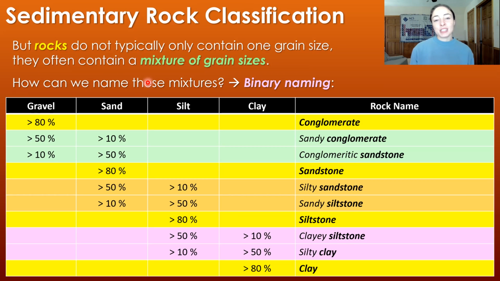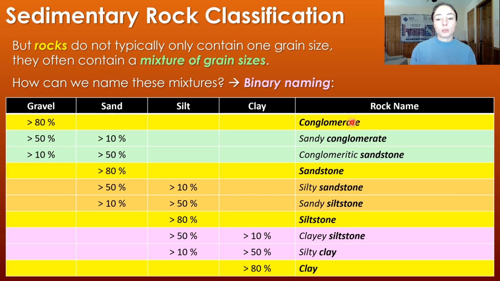But obviously, like I mentioned when I was introducing the topics in this video, rocks don't all contain one grain size. What if a rock has both gravel and sand? Then what do we call it? Conglomerate or sandstone? How do we name these consolidated mixtures of grain sizes? Well, we have to use binary naming if we want to get that specific. For example, here we see that if a rock contains over 80% gravel, it is classified as conglomerate, no matter what any other constituents are.